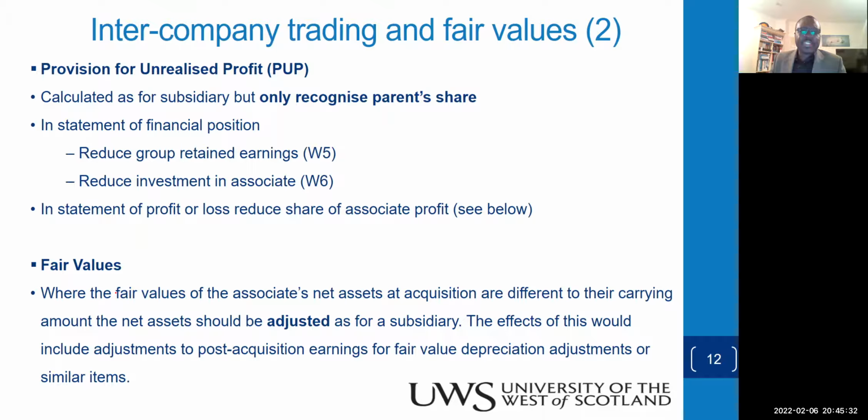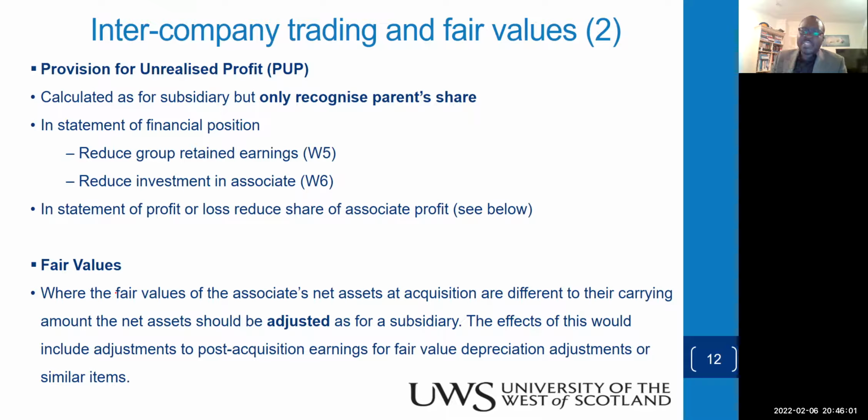In the statement of financial position, what we have to do here is that with the POP, the provision for unrealized profit, we must reduce it from the group earnings, from the group retained earnings, from the group reserves. We must subtract it. Again, we must reduce it from our investment in associates, which we calculated. In the statement of profit or loss, we need to also reduce the share of associate profits. We'll look at an example. You understand?